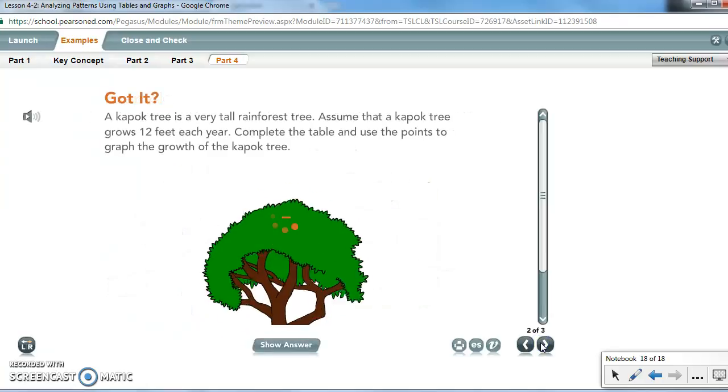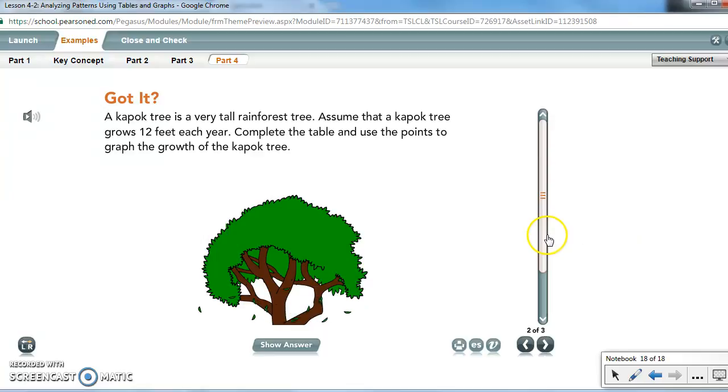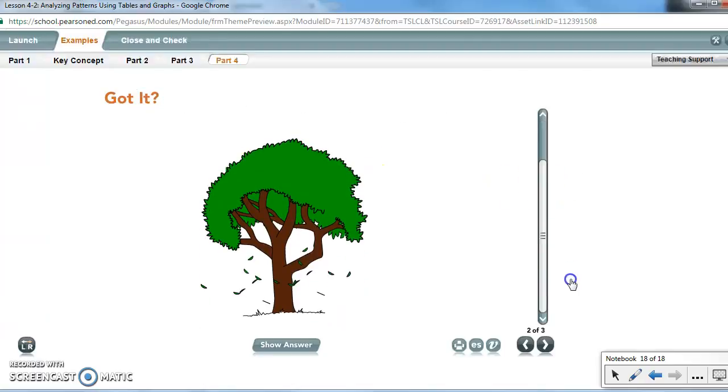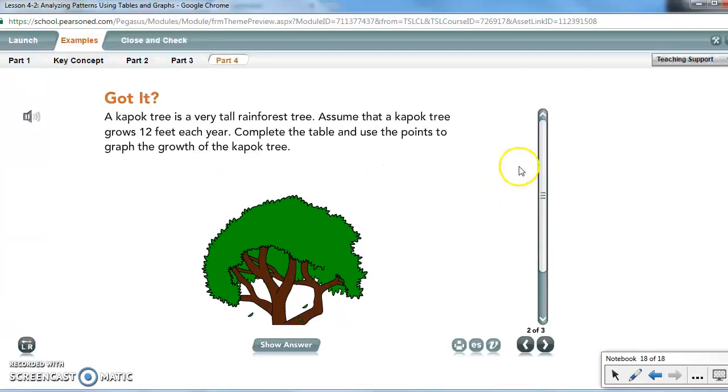A kapok tree is a very tall rainforest tree. Assume that a kapok tree grows 12 feet each year. Complete the table and use the points to graph the growth of the kapok tree.